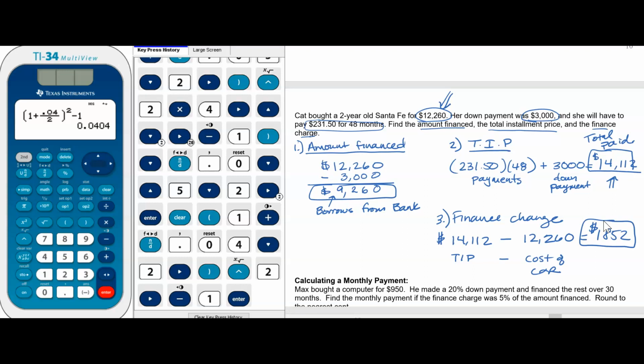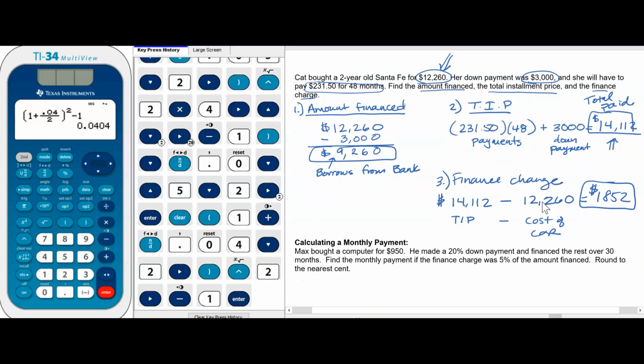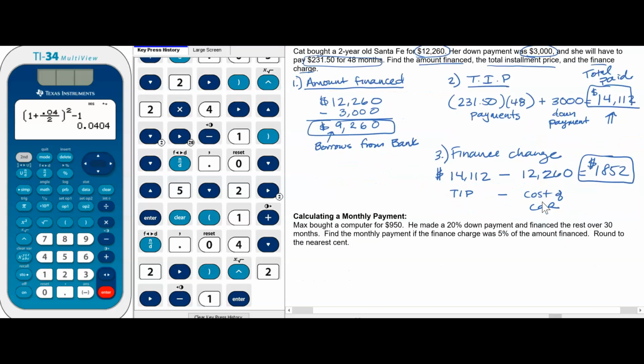And you know, it's common to have to make payments when we buy things like cars, but it's just good to know what you're paying in the end. So let's do another one.